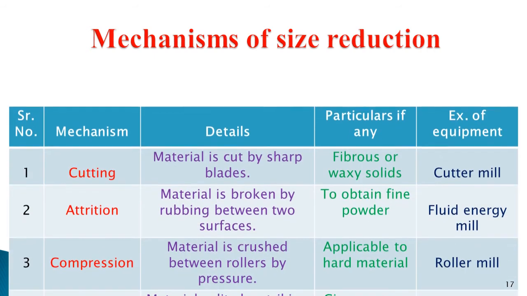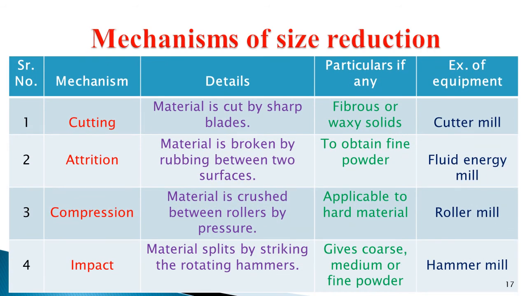So friends, here you can see this table. This table explains each and everything regarding mechanisms of size reduction in short. Here you can see the mechanism, then details, particulars if any, and the example of equipment. First, cutting. As we discussed, in cutting, material is cut by sharp edges or sharp blades of the instrument.